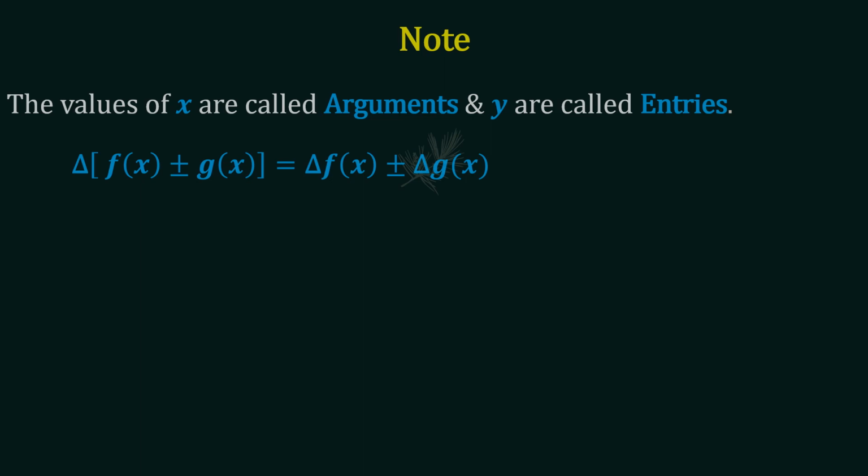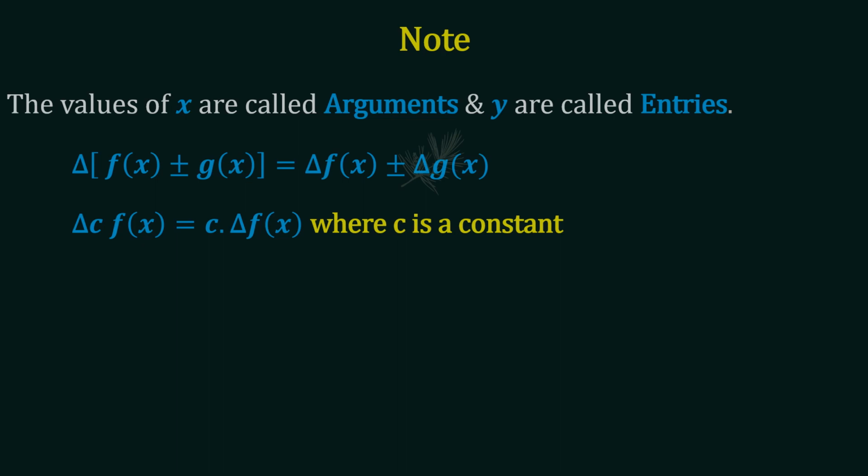The next one, delta of c times f of x is equal to c times delta f of x, where c is a constant. That is, the delta operator cannot be applied to a constant. For that purpose, the constant has to be taken outside, and the delta operator has to be applied to the function f of x, because the delta operator with respect to a constant will be 0.